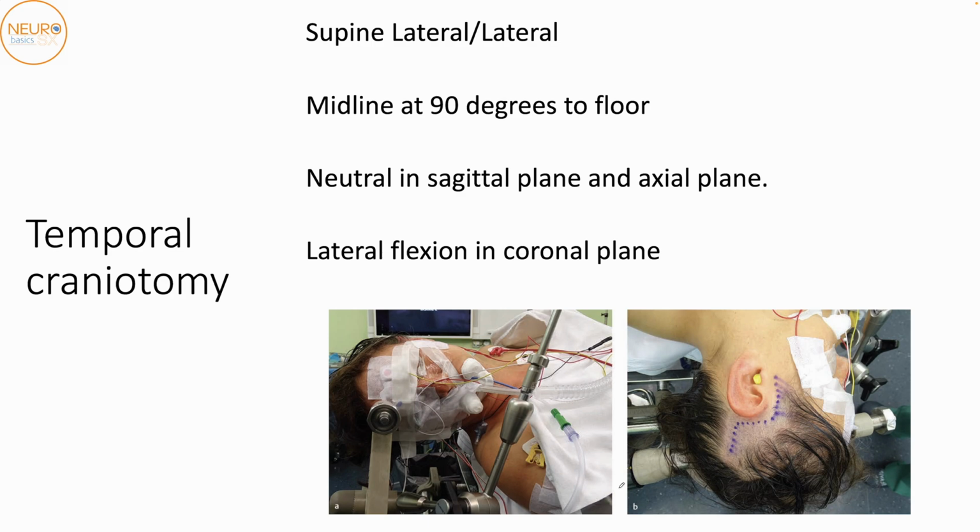It is possible to do multiple different approaches with this positioning. So some of the common ones are going to be, for example, a temporal craniotomy. So here you can do it either in a supine position with a significant amount of head turn. So you can do a head turn of 20 degrees. You can even do a head turn of 45 degrees with a body turn of about 45 degrees as well. Or you can put the patient in a lateral position itself. Here the midline will be at 90 degrees to the floor. But in the axial plane and the sagittal plane, the patient's head will be neutral. You can improve exposure by putting the head in a slight lateral flexion over here.